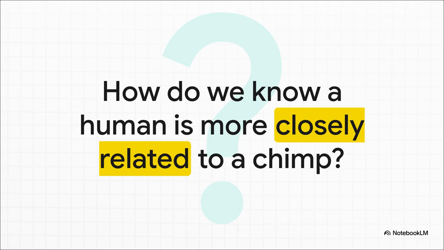Okay, so here's a big question for you. How do we really know a human is more closely related to a chimp than to a mouse? I mean, it feels obvious, right? We kind of just know this, but how do we actually prove it scientifically? How can we put a number on that relationship? Well, the answer is hidden in the source code of life.